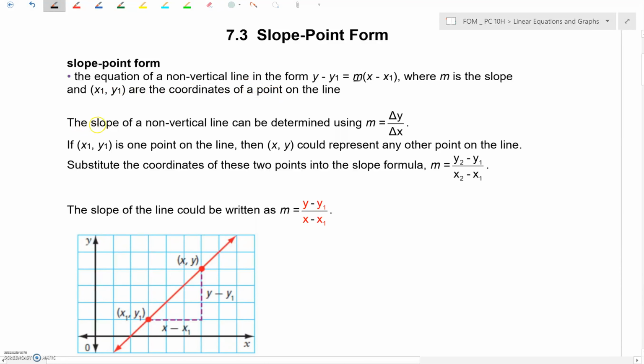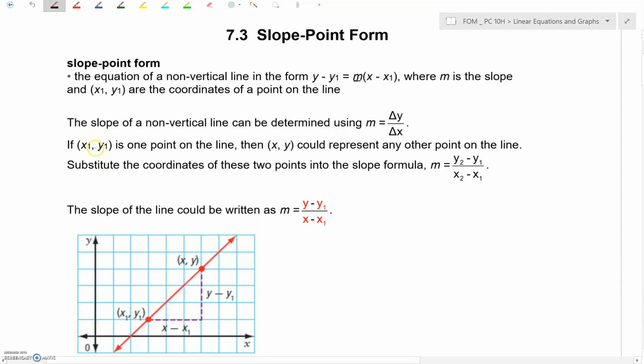Okay, so the slope of a non-vertical line can be determined using m equals delta y over delta x. We've seen this earlier in this lesson. Actually, we saw it in our last chapter. Delta y, if you recall, means the difference in y, and delta x means the difference in x. So if we have the point x1 and y1 as a given point on our line, then x, y can represent any other point on the line.